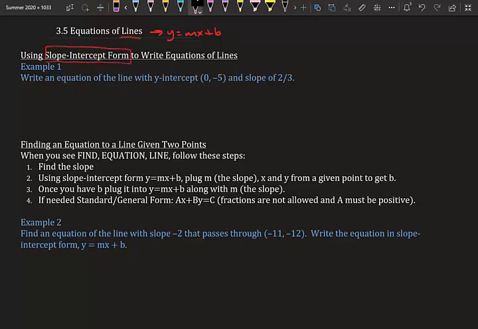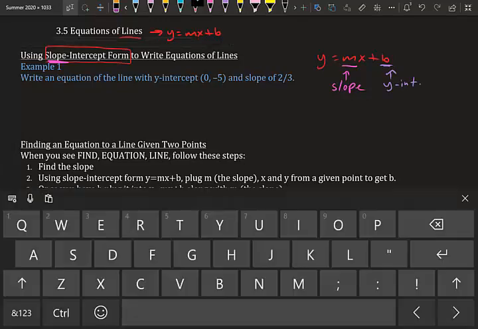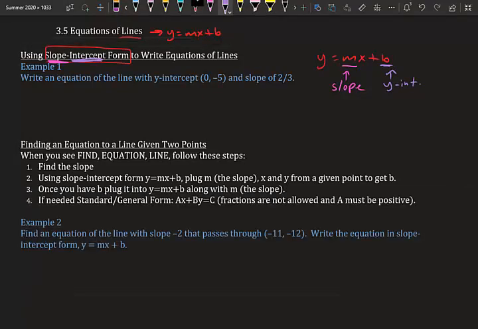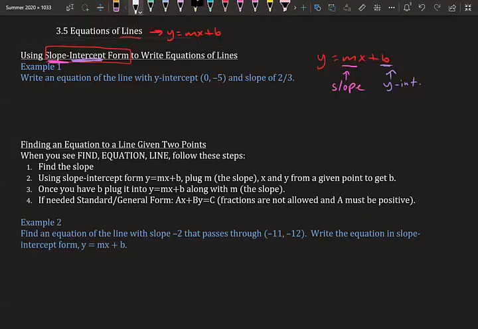The reason why it's called slope-intercept form, if I bring it down a little bit, is because the m is the slope and the b is the y-intercept. That's why it's called slope-intercept form. So let's go ahead and write an equation of a line with y-intercept (0, -5) and slope 2/3.